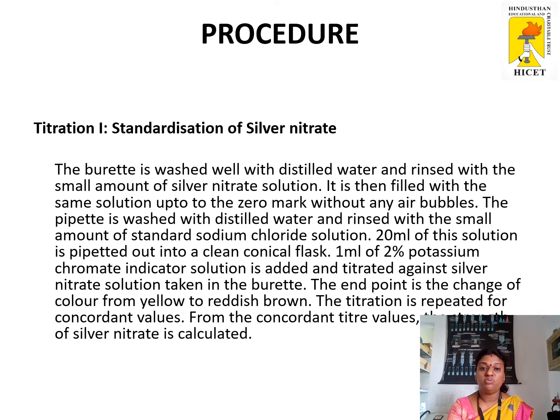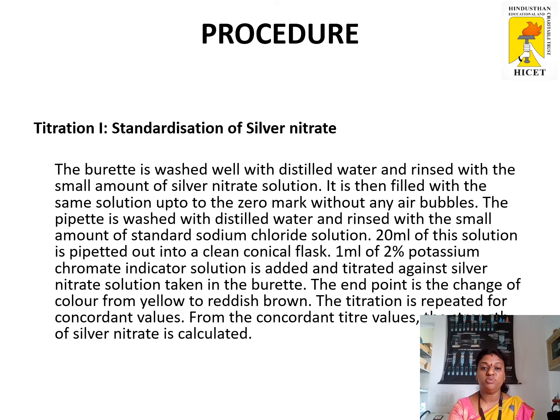So now I'm going to tell about the procedure of this experiment. There are two titrations. Titration 1 is standardization of silver nitrate. Titration 2 is estimation of chloride in the water sample. In titration 1, we are going to find out the strength of the silver nitrate. For this, the burette solution is silver nitrate, the pipette solution is 20 ml of standard sodium chloride, and the indicator is potassium chromate, which is a yellow color indicator.